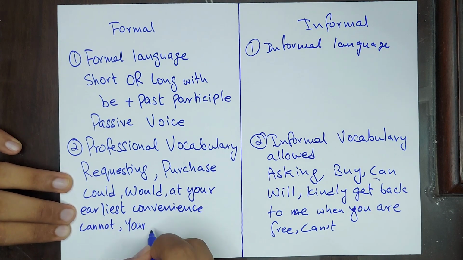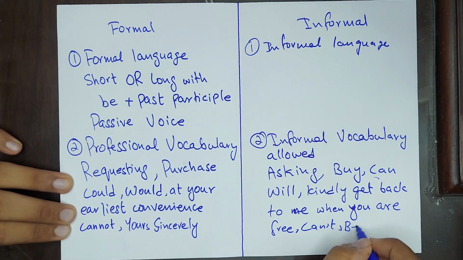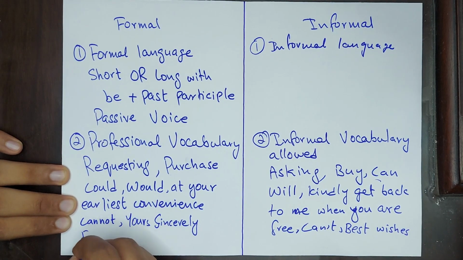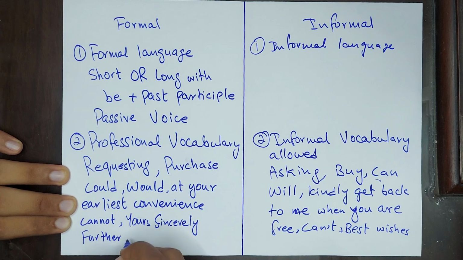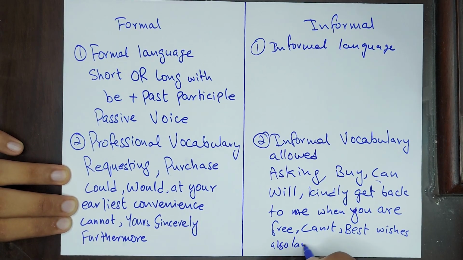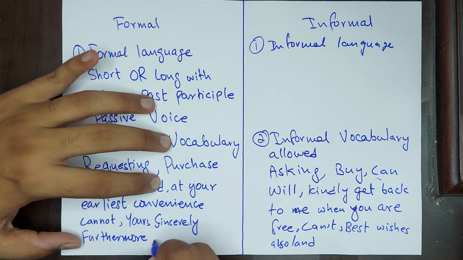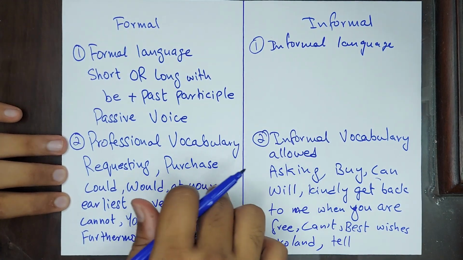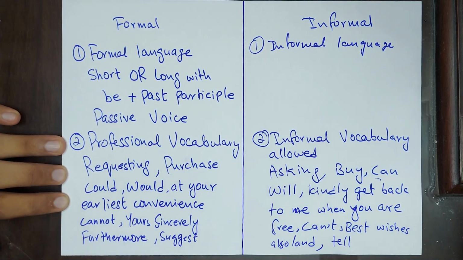Here, yours sincerely, and here you can write best wishes. Furthermore, and here you can write also or and. Here you can use the word suggest and here tell. This is the main difference between formal and informal language in IELTS General Writing Task 1.